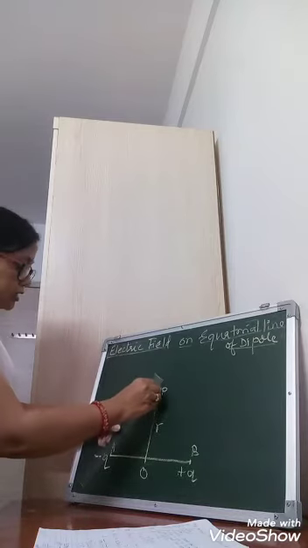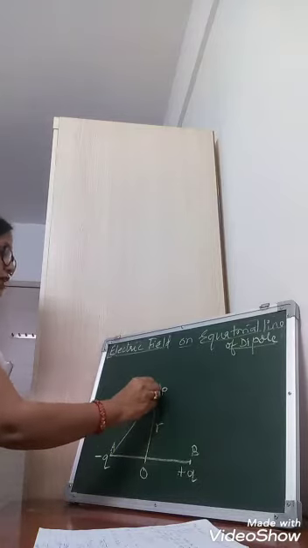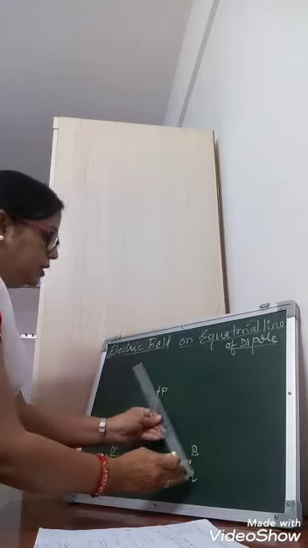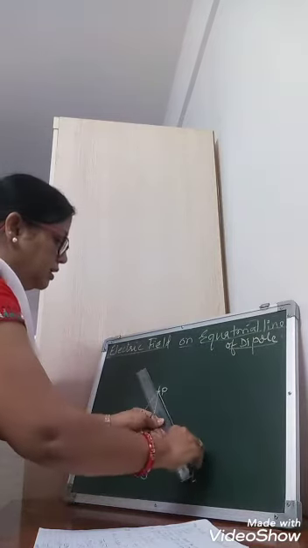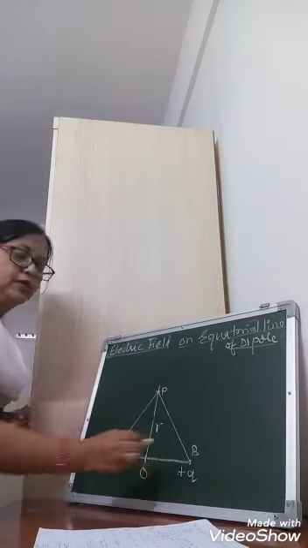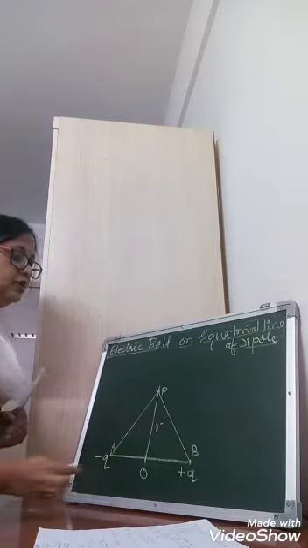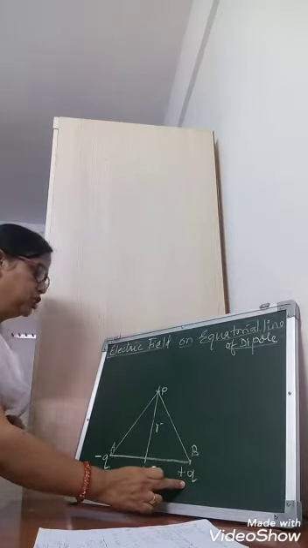Now I have to join this point P to point A because we have to find electric field at this point due to the charge minus q. Similarly, I have to join point P and B, so that we get the distance between P and the point B. At point B we have the charge plus q.